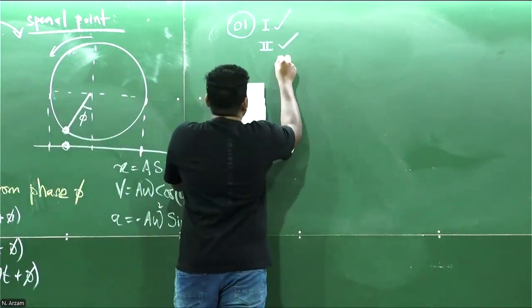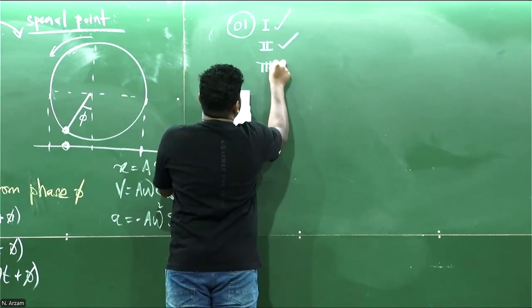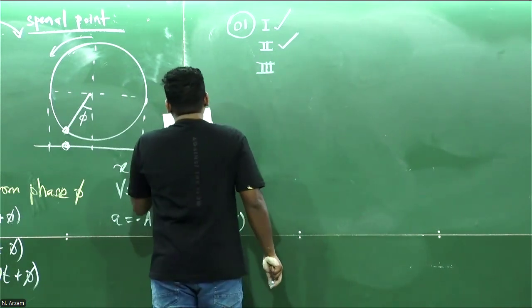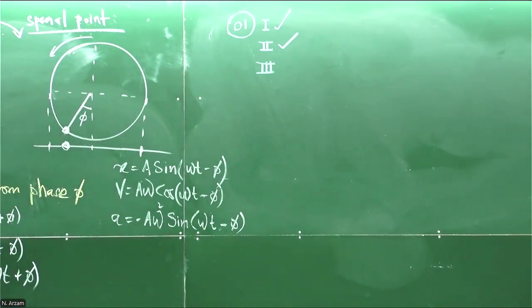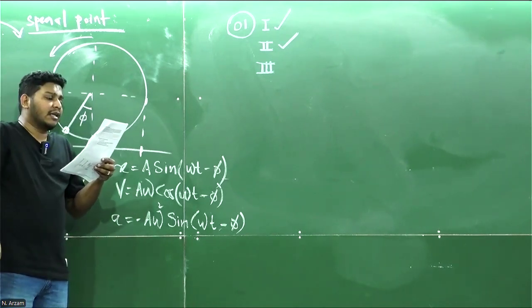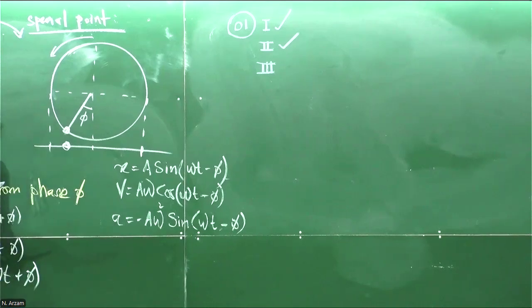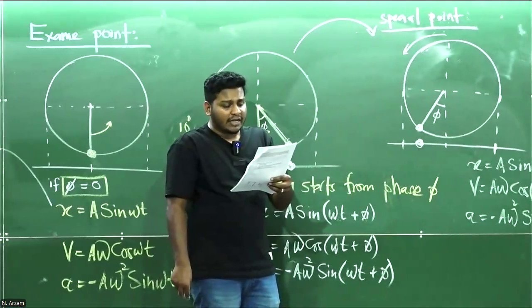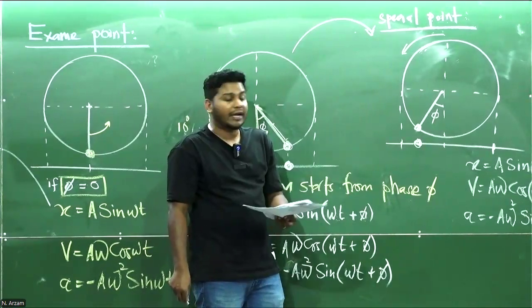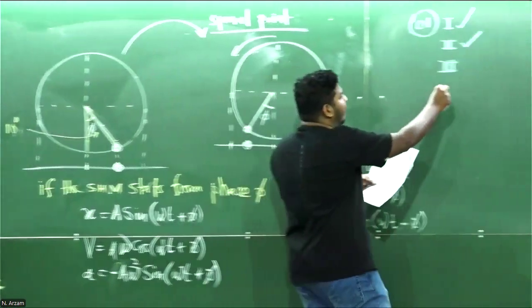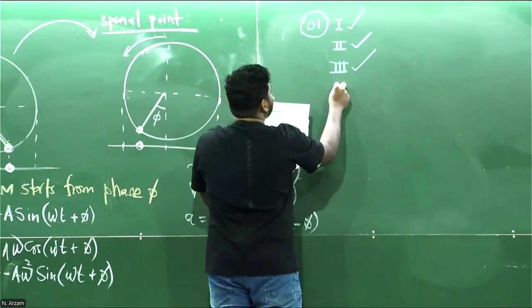The third question: define the terms periodic time, frequency, and amplitude of a particle executing simple harmonic motion. These also we studied. What is periodic time, frequency, and amplitude? The definitions are given already, so this is in your note. Look at the fourth one.